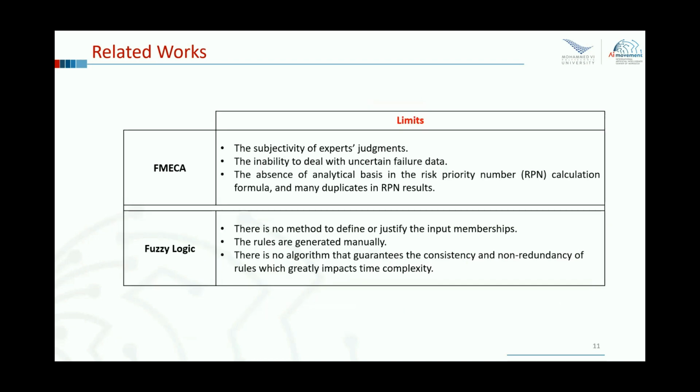However, the limits of these approaches are multiple. Starting with FMECA, besides the time it takes to obtain the results, the limits lie in the subjectivity of expert judgment, and also in the inability to deal with uncertain failure data. Also, the absence of analytical basis in the risk priority number calculation formula, and many duplicates in the risk priority number results.